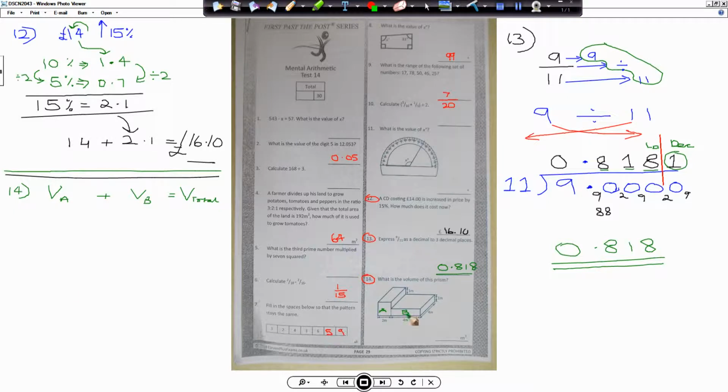Okay, how do we work out the volume of A? Well, to work out the volume, we use the general formula for the volume of a cuboid, which is length times width times height. And we're going to do that twice because you've got 2 cuboids.